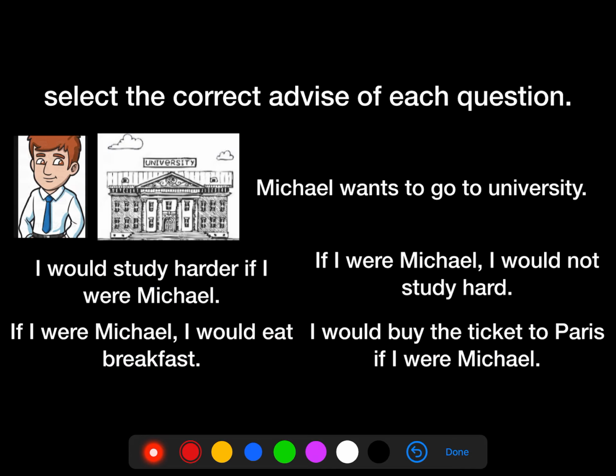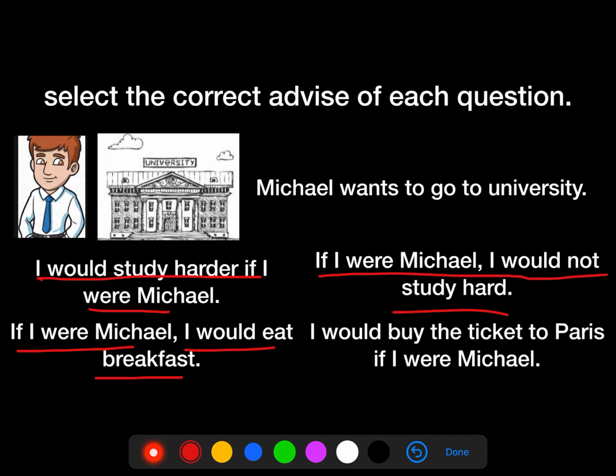Michael wants to go to university. This is the problem of his right now. Then which should be the correct advice for Michael? Number 1, I would study harder if I were Michael. Number 2, if I were Michael, I would not study hard. If I were Michael, I would eat breakfast. I would buy the ticket to Paris if I were Michael. Then which would be the correct advice for Michael right now?